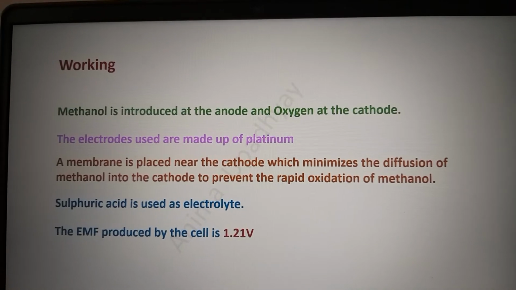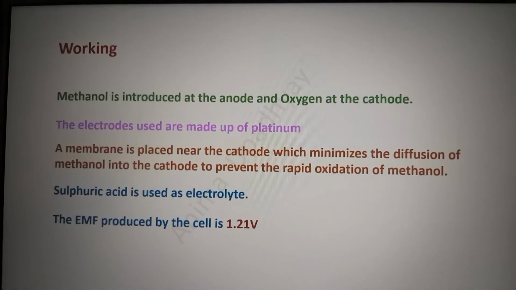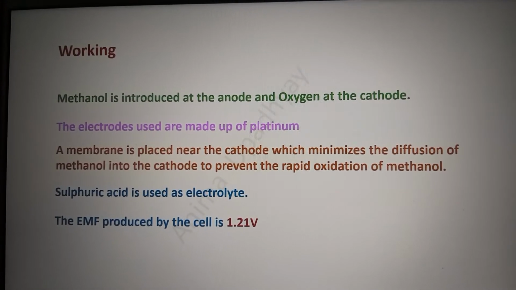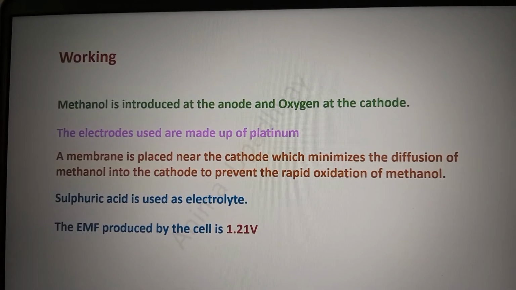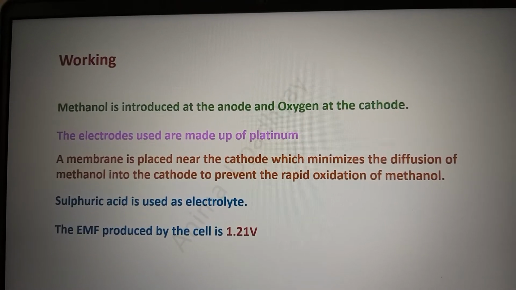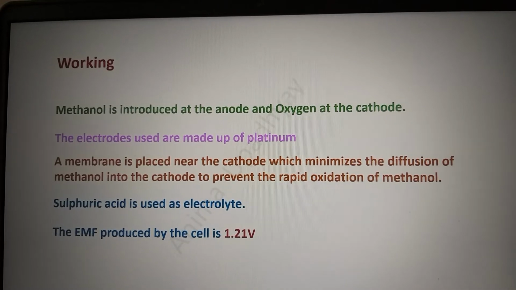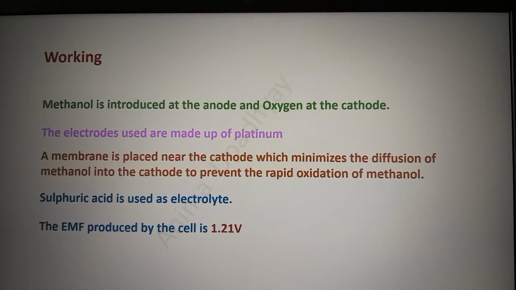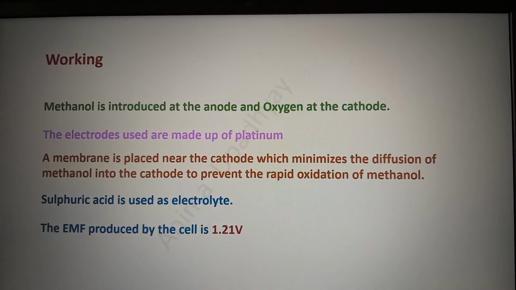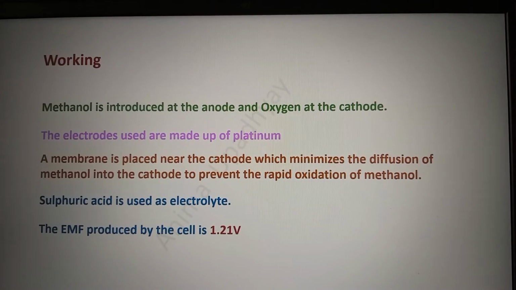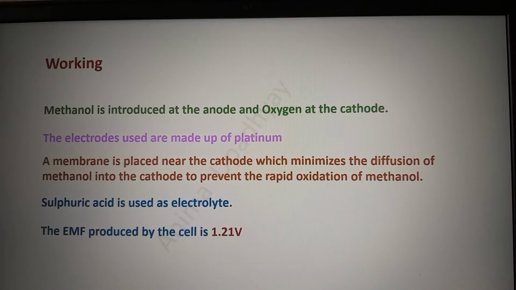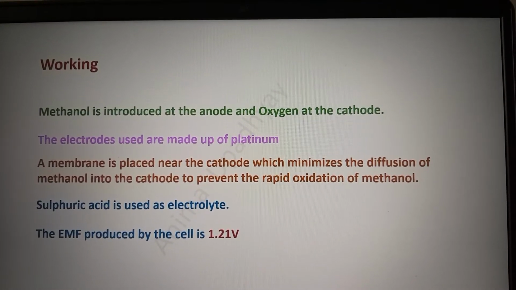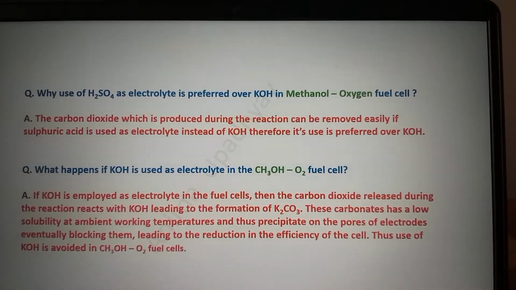Working is very simple. Methanol is introduced at the anode, oxygen at the cathode. The electrodes are made up of platinum. A membrane, as I have said, showing the diagram, is placed near the cathode to minimize the diffusion of methanol into the cathode. This prevents rapid oxidation of methanol and it will not disrupt the efficiency of the fuel cell. The electrolyte is sulfuric acid and the EMF produced is just 1.21 volts.